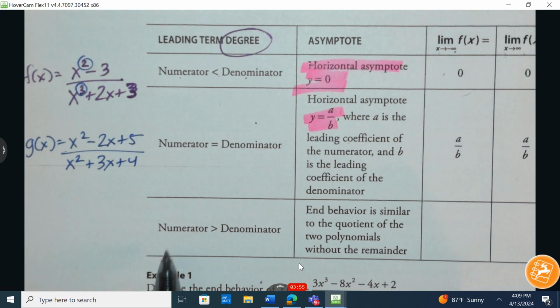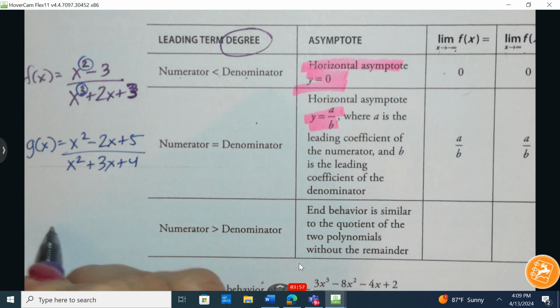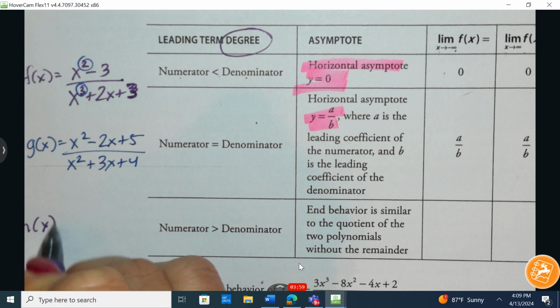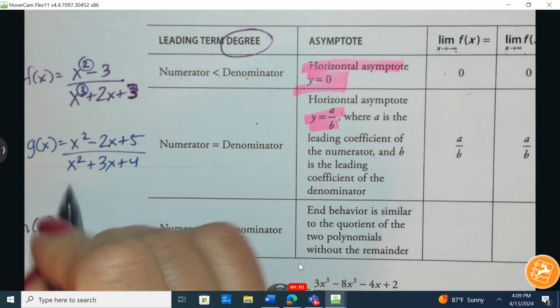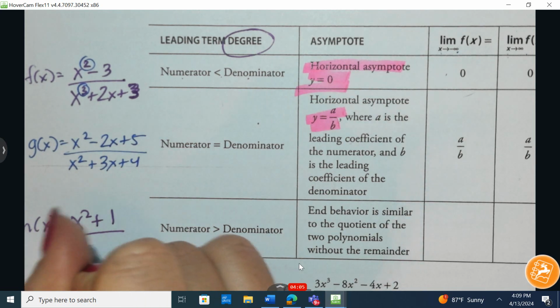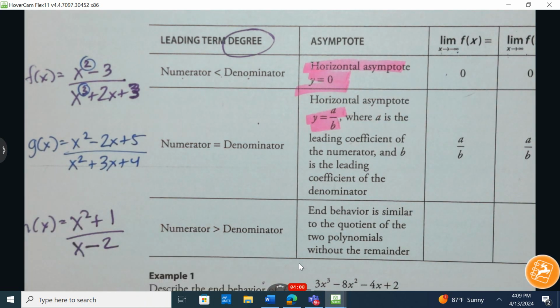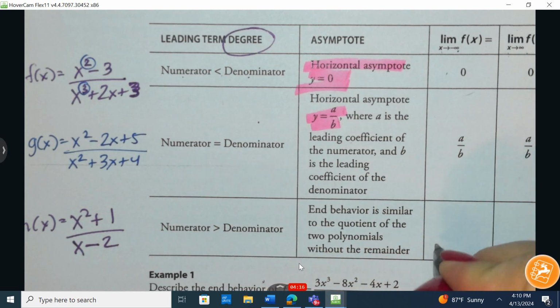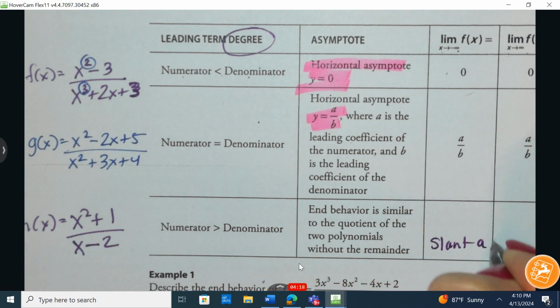Let's now show an example where the numerator is greater than the denominator. So let's go h of x is equal to x squared plus 1 over x minus 2. The end behavior is similar to the quotient of the two polynomials without a remainder. And what that means here is that we have a slant asymptote. If you can write that down, slant asymptote.